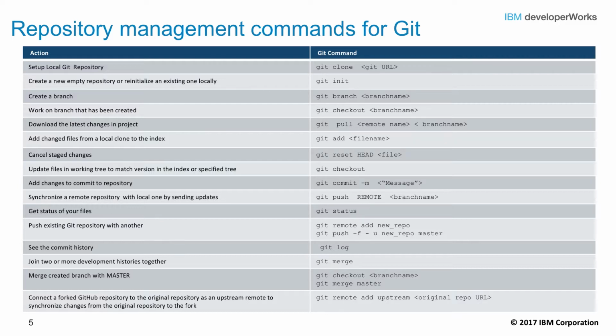There's also a few more other commands that are very commonly used. Git status shows the list of modified files and works as a double check before making a commit.